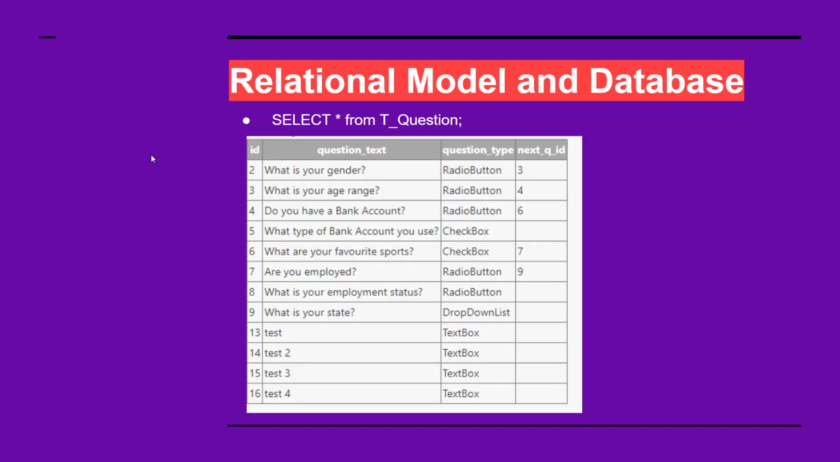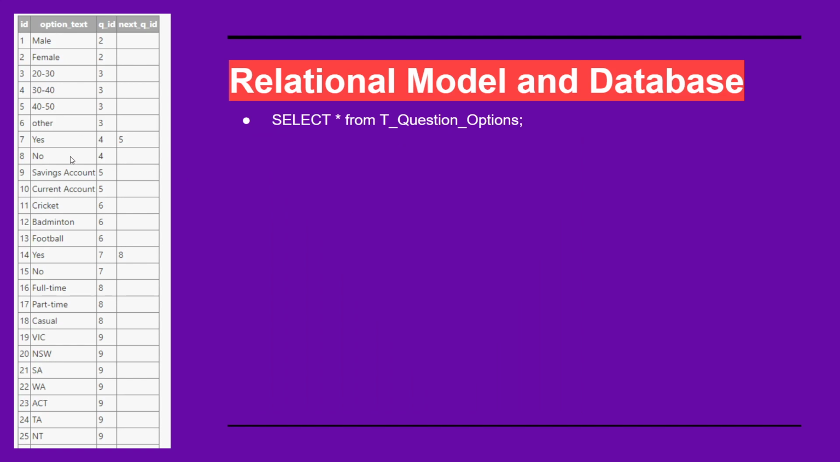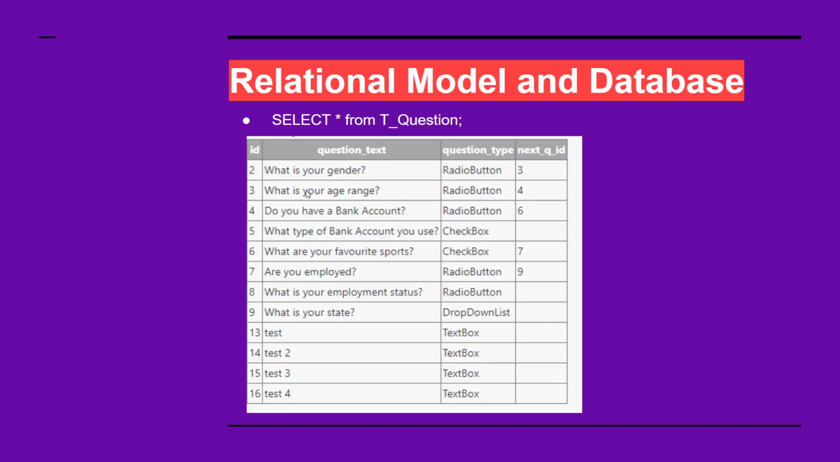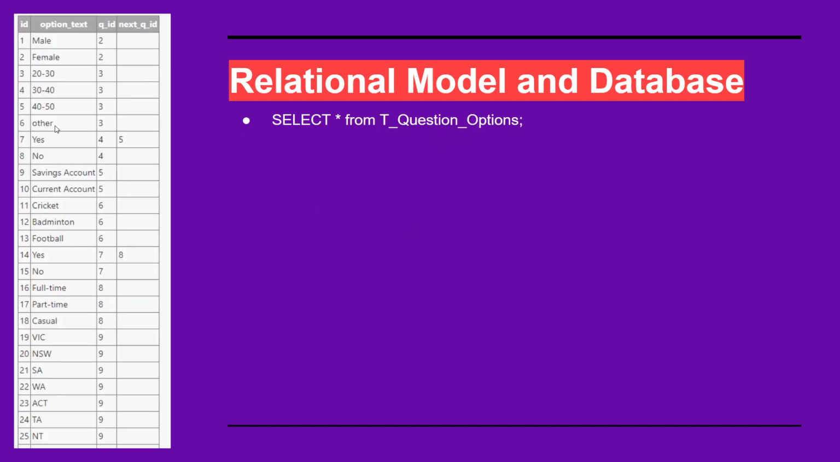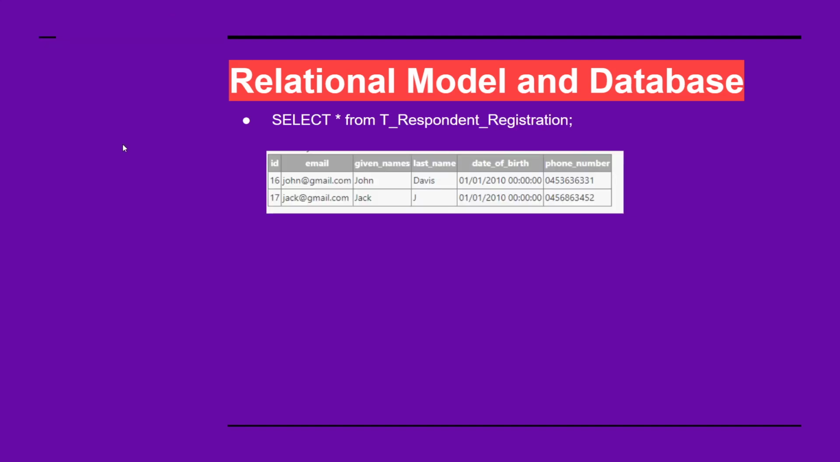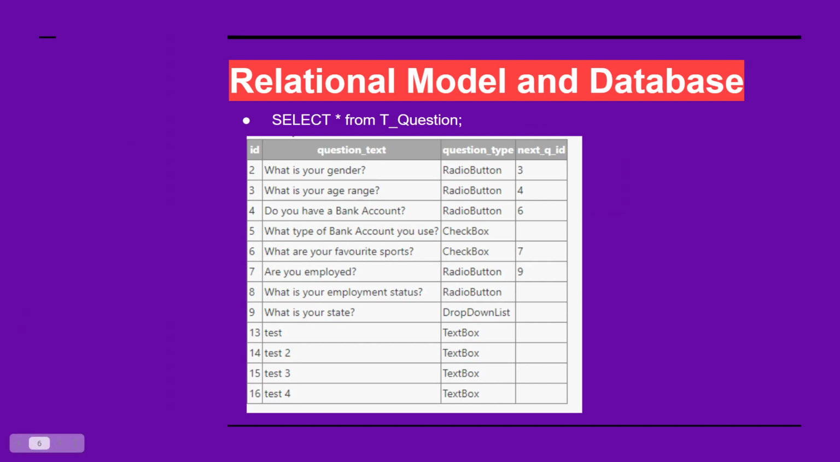For that special question, do you have a bank account, question number 4, the options are yes and no. But for the yes option, you can see the next QID is set to 5. So only if the user selects yes, you will program the system to go to question number 5, which is what type of bank account. So if the user says yes to do you have a bank account, then only you will ask question number 5, what type of bank account, right?